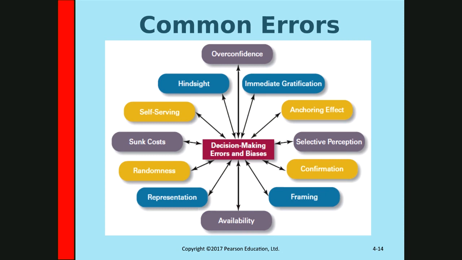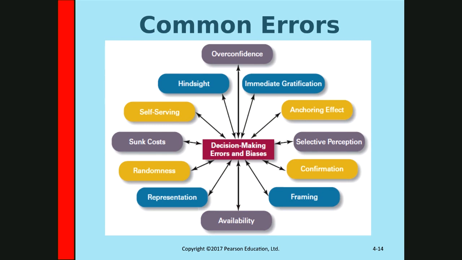Okay, let's take a look at each one of them. So the first one, overconfident, right? Sometimes a decision maker might have some unrealistic views about themselves. That is why we call it a common error. For example, when you are overconfident, sometimes you think that your decision is correct, but it might not be so.